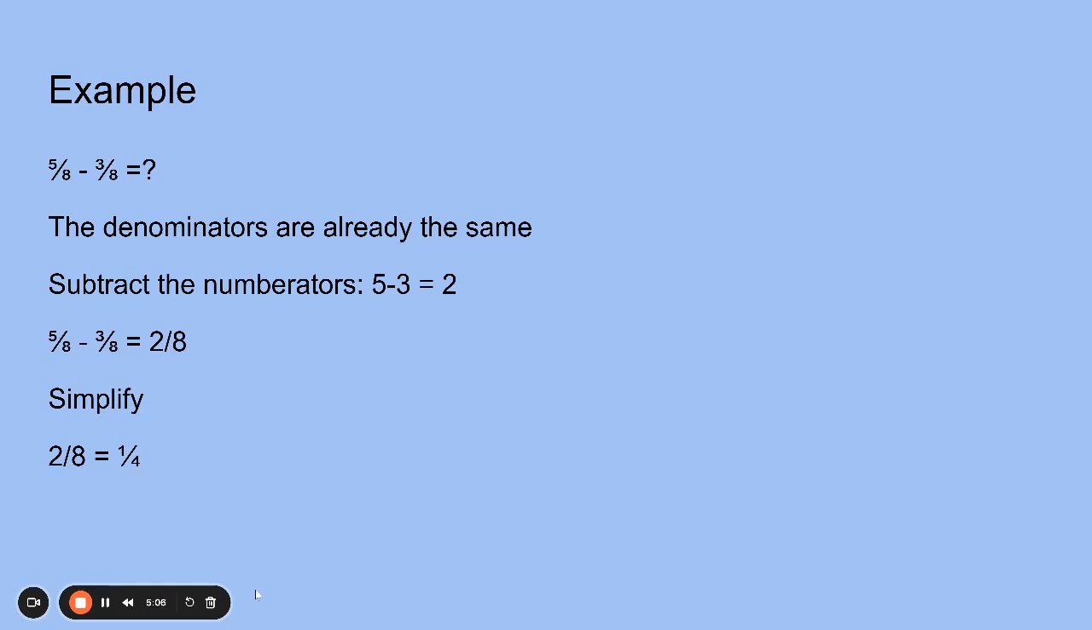5/8 minus 3/8 equals what? The denominators are already the same, so we don't have to find a least common denominator. Subtract the numerators. 5 minus 3 equals 2. So 5/8 minus 3/8 is equal to 2/8. Then you can simplify. 2/8 can simplify down to 1/4.